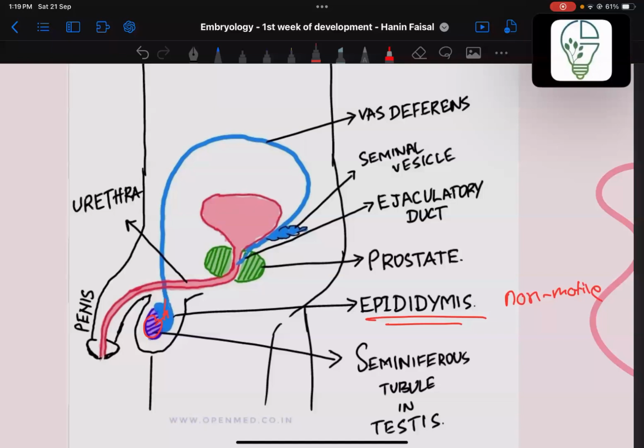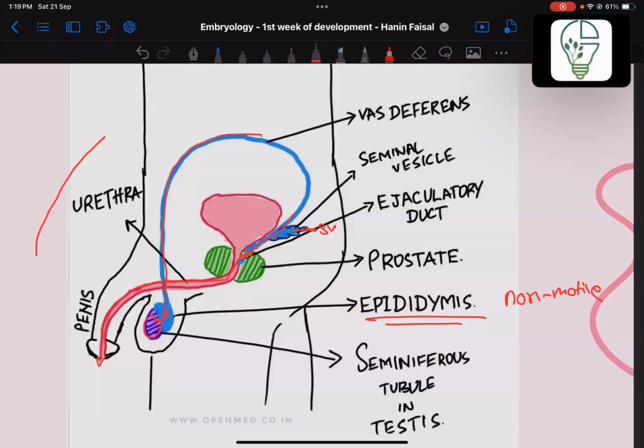And then from the epididymis, this tube, it will pass through this tube, which is called the vas deferens. And then it's going to pass through the ejaculatory duct. This is the seminal vesicle. And then it will go to the urethra, and then penis, and then ejaculated into the female's vagina.